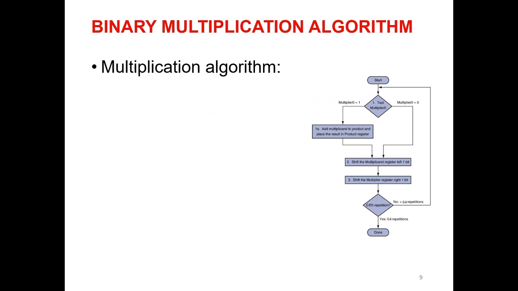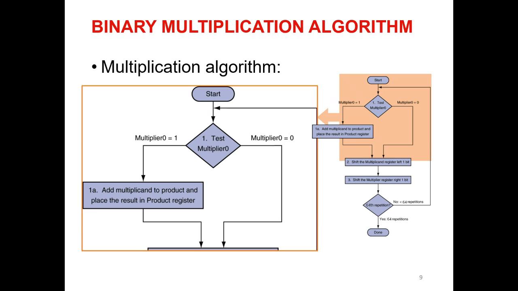In the first part of this algorithm, in the top part, we just start the algorithm, and then the first thing we do is we test the first digit of the multiplier. If the first digit is 0, we don't need to do anything, because if we multiply something by 0, we know the result is going to be 0. On the contrary, if the first digit of the multiplier is 1, we add the multiplicand to the product and place the result in the product register.